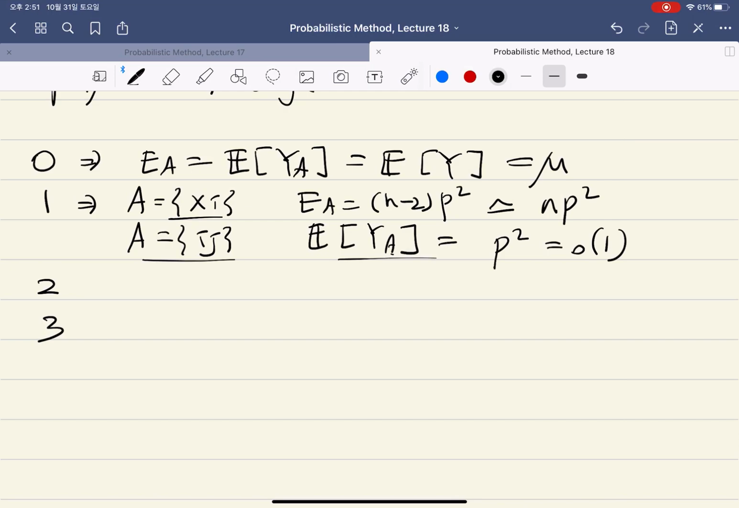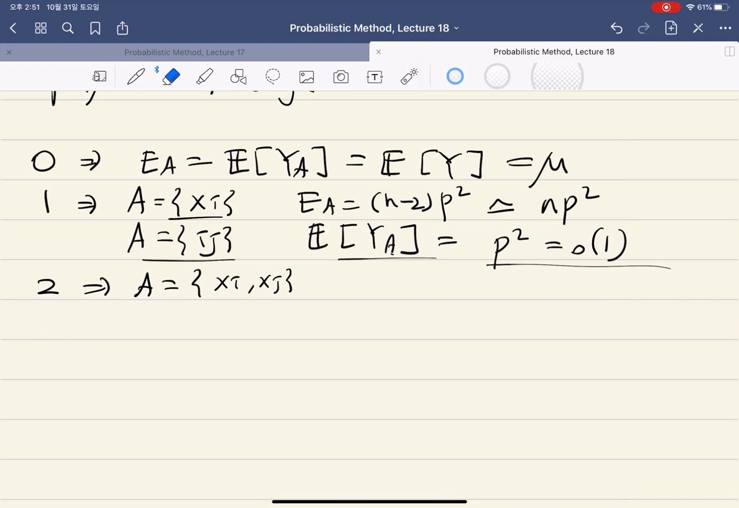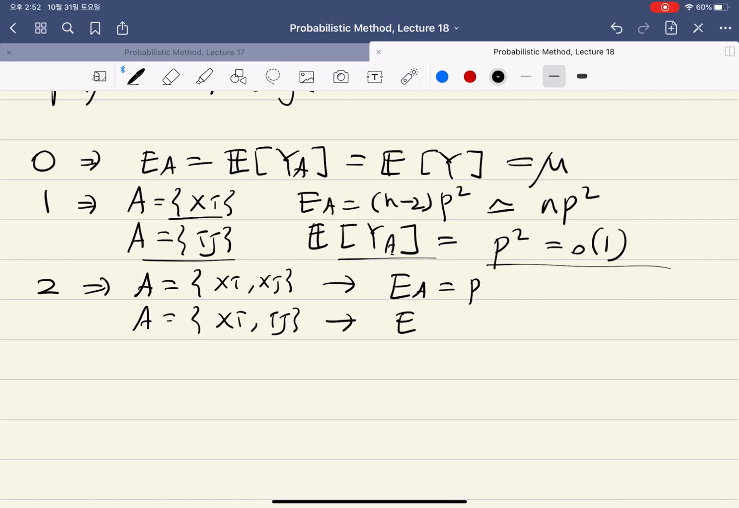So we want to compute the maximum. So this we don't even have to consider. A could be x i, x j, so if the size is 2, it is x i, x j or x i, ij. Those are the two cases. In this case, again, p: we just have to check whether ij is an edge or not, so the expectation is just p. In this case, again, p. If it has size 3, then there is only one term, so this is 1.